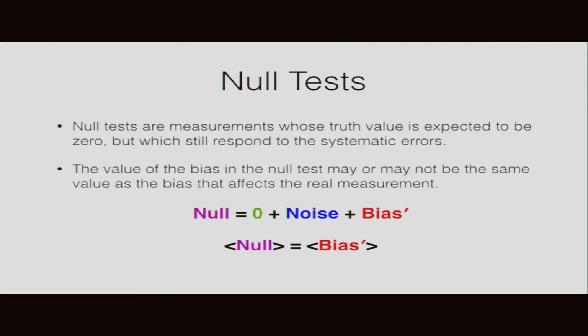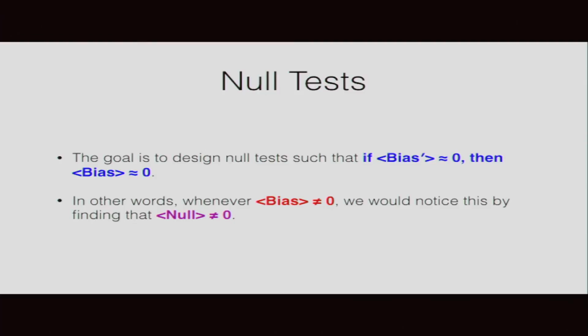Right? But some systematic error, if it exists in the real data, the idea is to make it also show up in your null test. So if there is a systematic error, you get some bias here. And the converse of that is if there's no bias in this, hopefully that means that, at least for that particular systematic error you're looking at, the systematic error is not affecting your main measurement. Right, so this is what I just said. The goal is to design tests so that if bias prime is about 0, that implies that the bias in your main measurement is about 0. Or if it's not 0, then you'll find that out by noticing that the value of null is not 0.